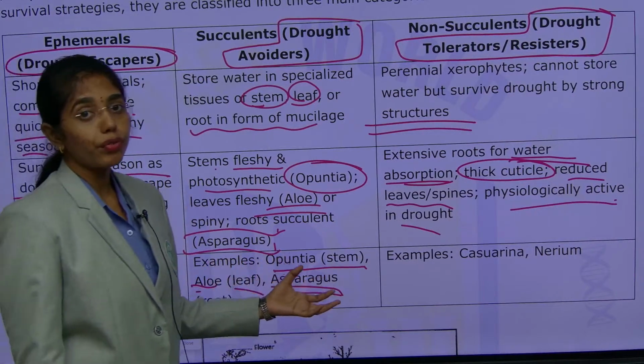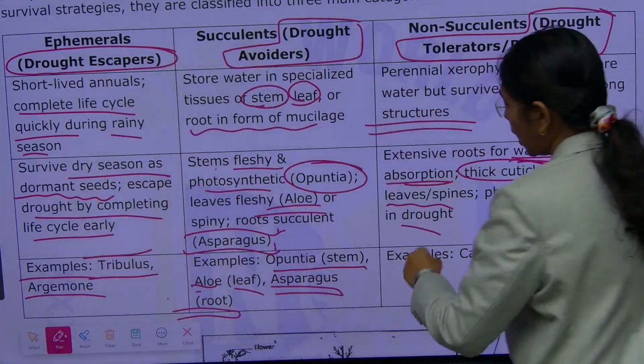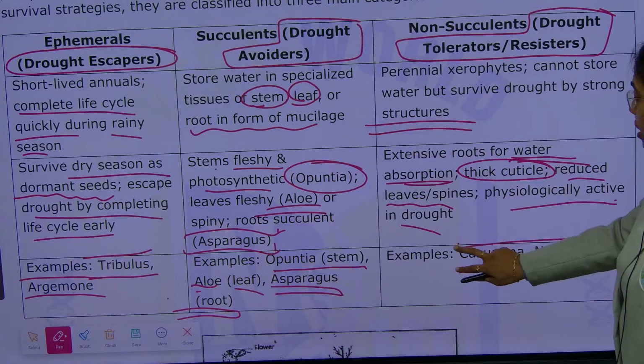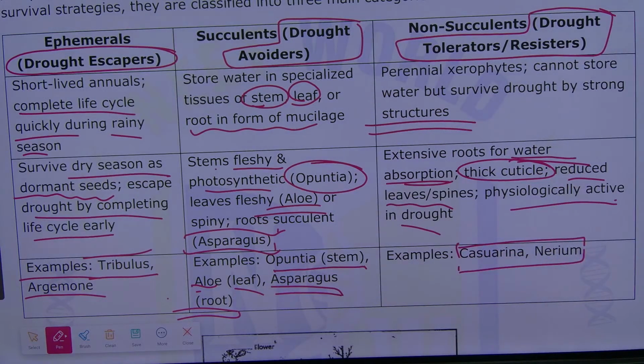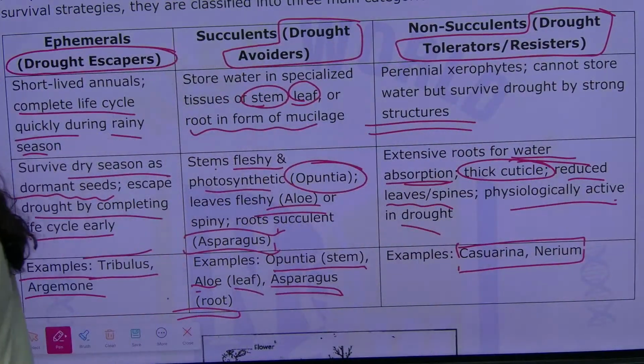Now we will move to drought tolerants, which are non-succulents. So here if you see, examples include Casuarina and Nerium. These are the examples, Casuarina and Nerium. Fine, right? Clear with three differences? You can take a screenshot of this if you want.